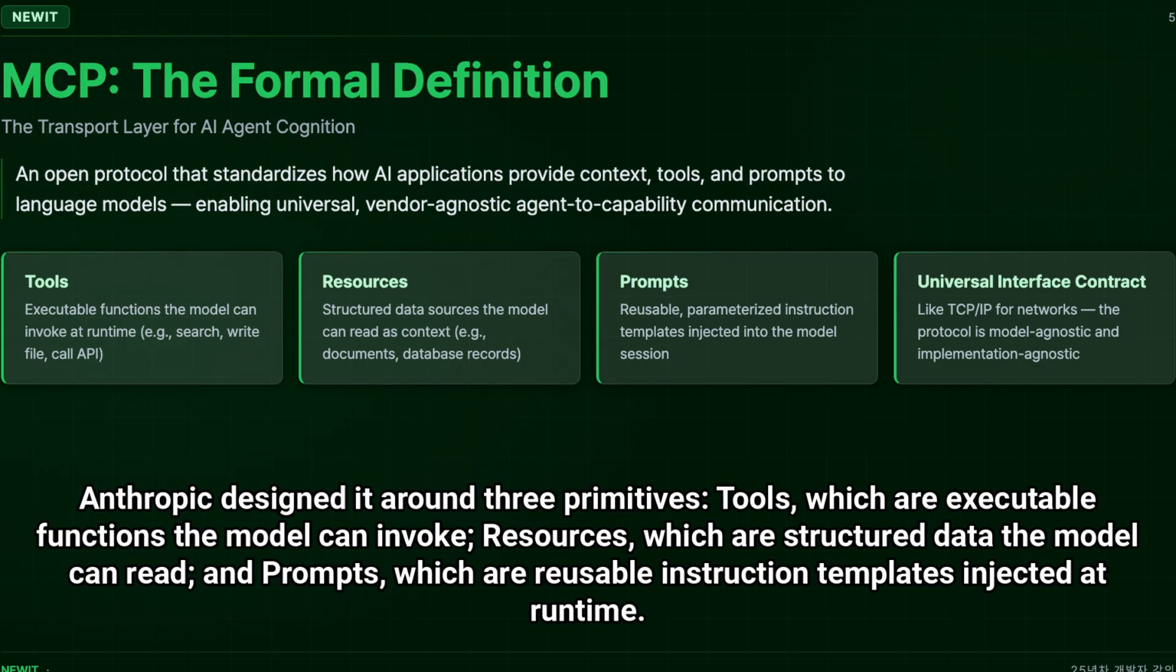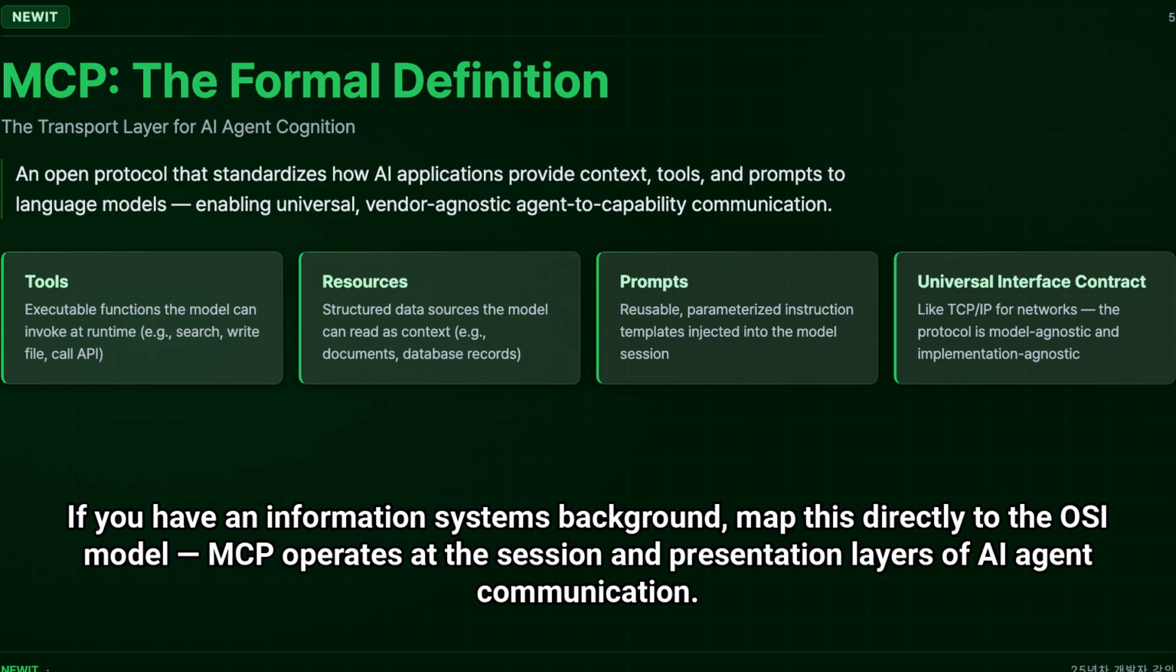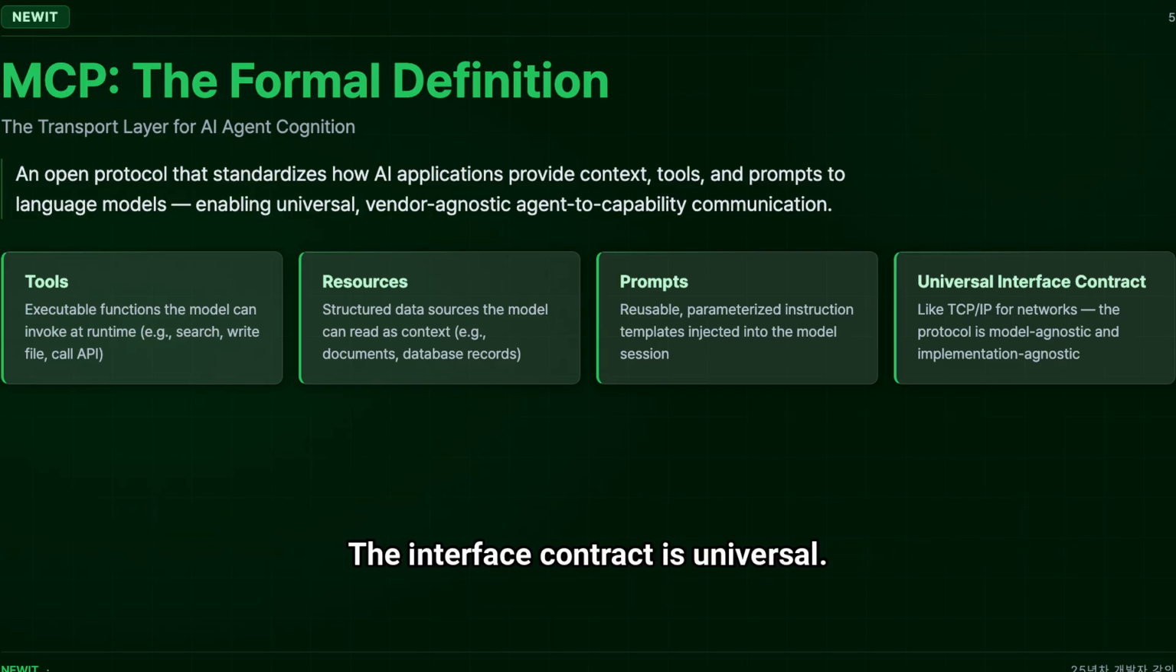Anthropic designed it around three primitives: tools, which are executable functions the model can invoke; resources, which are structured data the model can read; and prompts, which are reusable instruction templates injected at runtime. If you have an information systems background, map this directly to the OSI model. MCP operates at the session and presentation layers of AI agent communication. The interface contract is universal. The implementation below it can be anything.